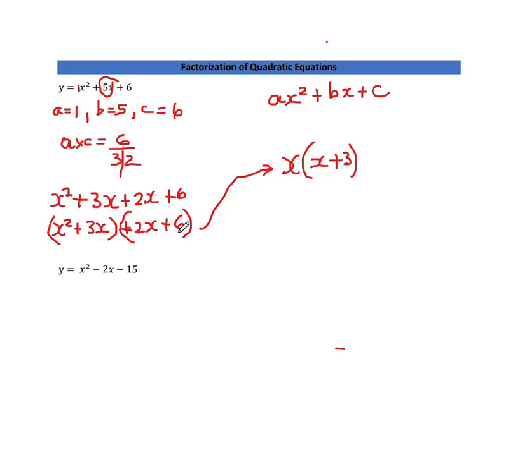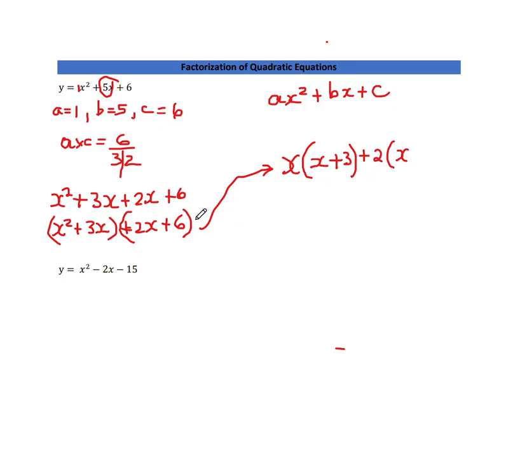Then we go to 2x plus 6. And we say, what is the highest common factor? That is, what is the highest term that can go into both 2x and 6? And that's positive 2. So we factor out that positive 2 and say positive 2 divided into 2x will just give us x because the 2's will cancel each other.